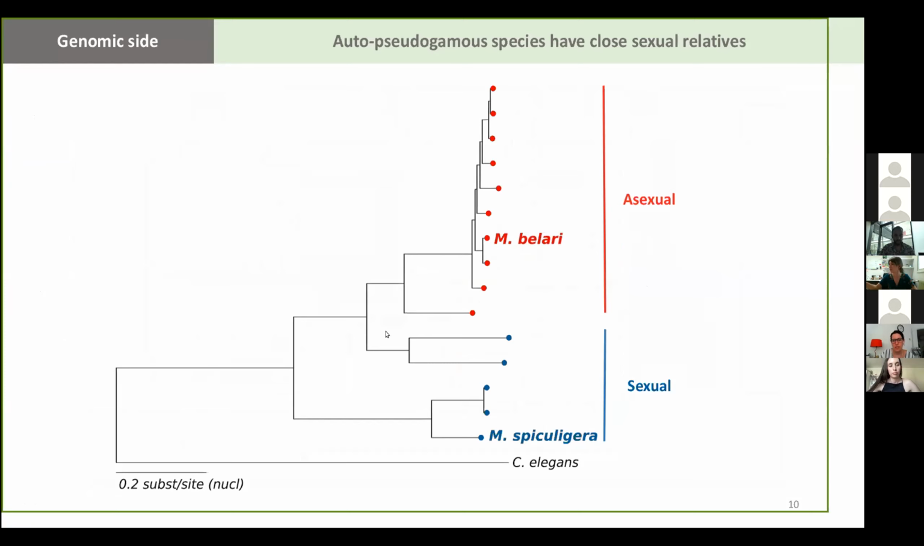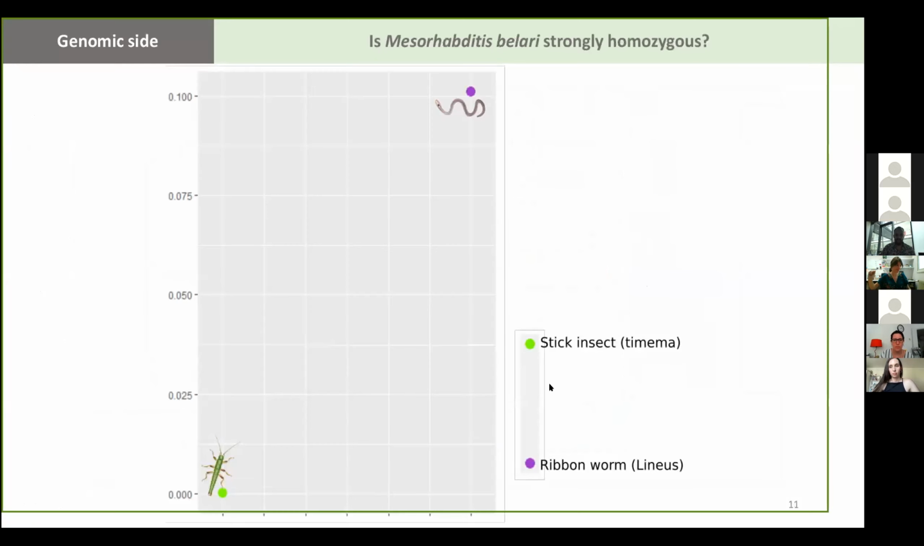Okay, so an important point of this genus of Mesorhabditis is that we have asexual species and closely related sexual species. And so I'm going to talk more precisely about Mesorhabditis belari and its close sexual relative, Mesorhabditis spiculigera.